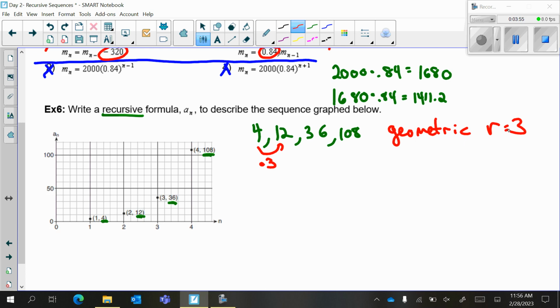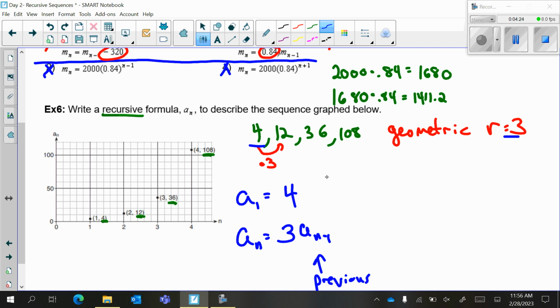Anyway, they want you to write a recursive formula. So you would start with a sub 1 and a sub n equals a sub n minus 1, because this is the previous term. So your a sub 1, your first term, is 4. The pattern is to multiply by 3. So you take the previous term and you multiply by 3. That is your recursive sequence.